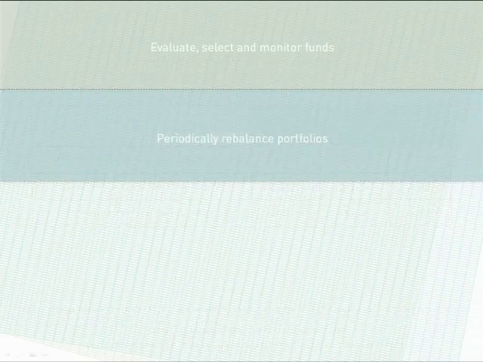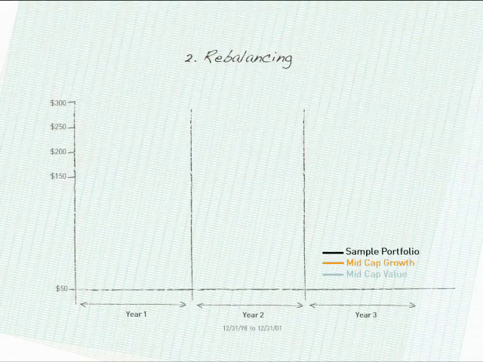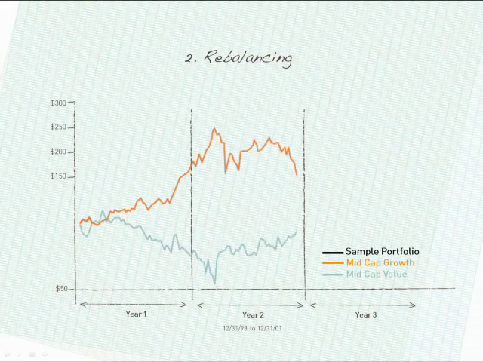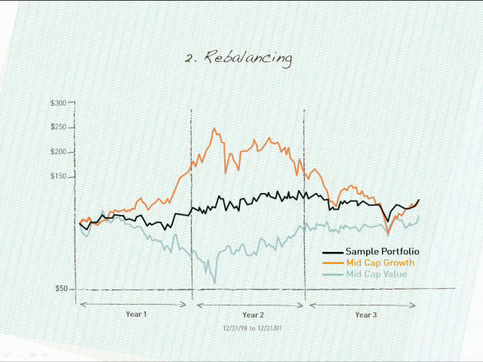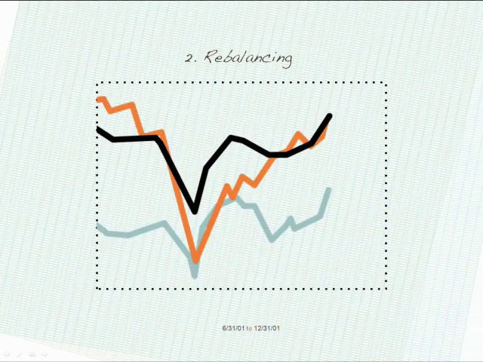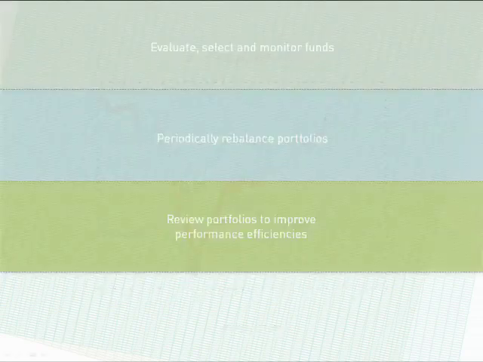Periodically rebalance portfolios. Seeking to enhance portfolio performance, we use a technique called rebalancing. In the example shown here, it may have been tempting to chase returns by moving some money out of mid-cap value while it was declining and into the rising mid-cap growth. But notice here that by the end of year 2, the two asset classes reverse direction. Rebalancing is a process of redistributing profits from one asset class to another. By doing this on an annual basis, we seek to have this portfolio outperform the individual asset classes.